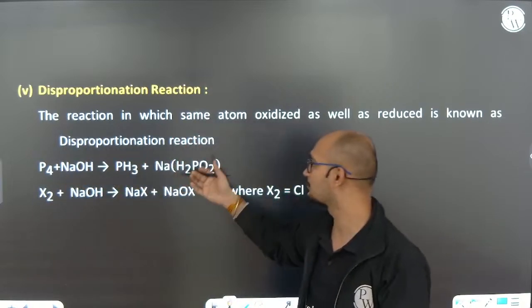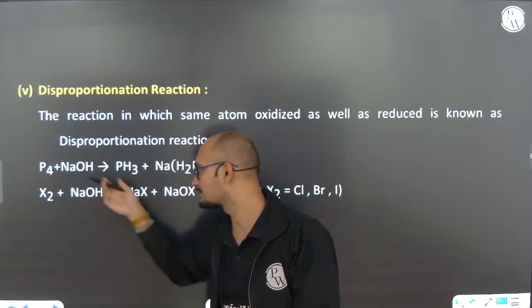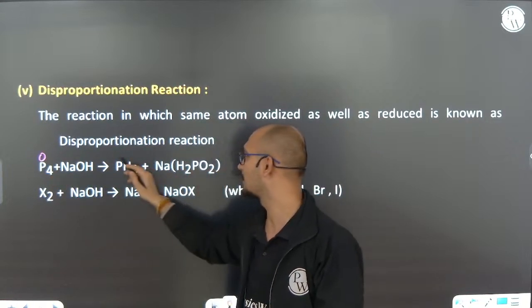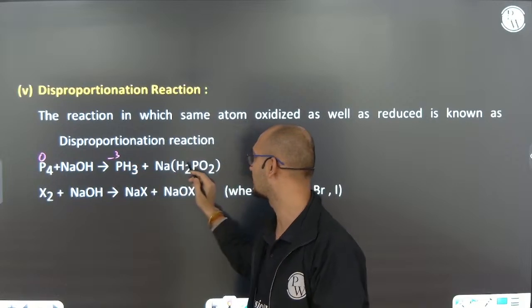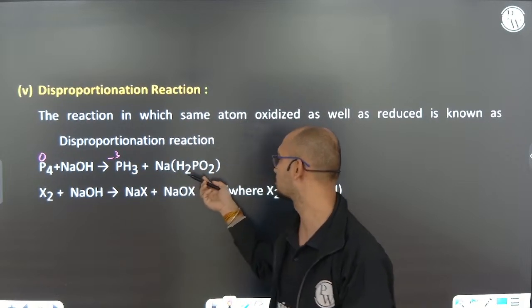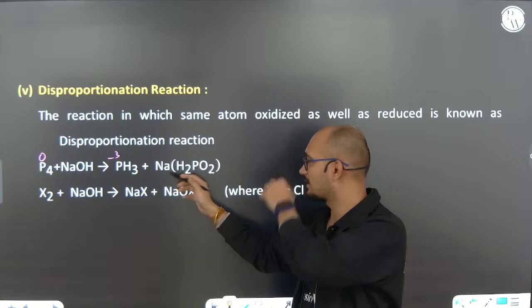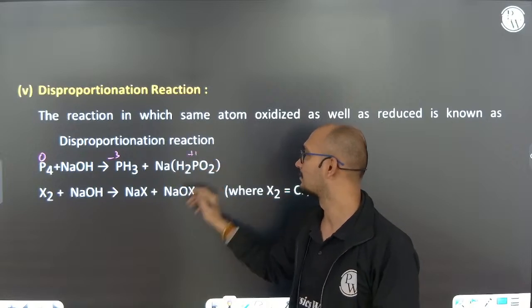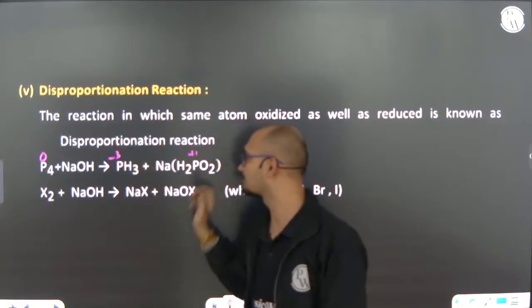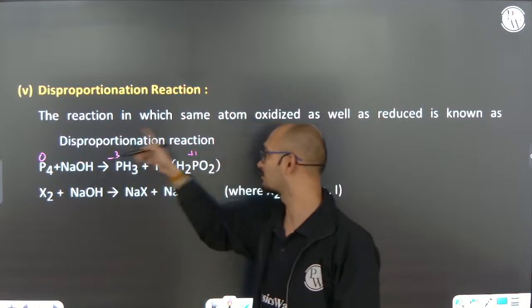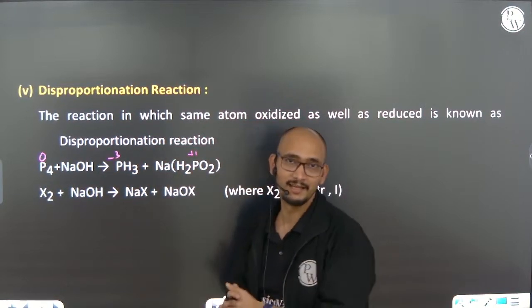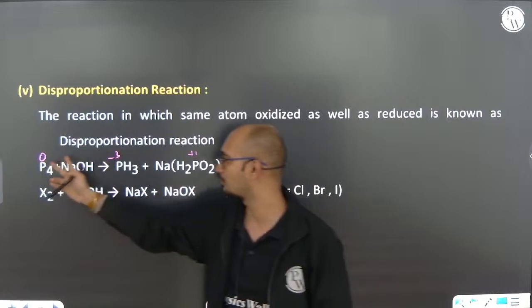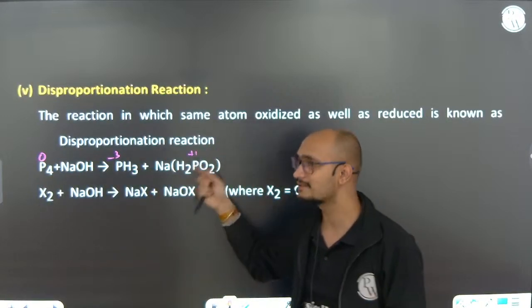P4 plus NaOH converting into PH3 plus NaH2PO2. So in such a case, can you see that it is 0 converting into PH3, that is -3. Here what is that? NaH2PO2. If you just do that, how much is the positive? +3, -4, +1. So 0 is going to -3 as well as +1. So 0 to reduction as well as oxidation. So here what we can say? It is a disproportionation reaction because phosphorus is getting oxidized as well as reduced.